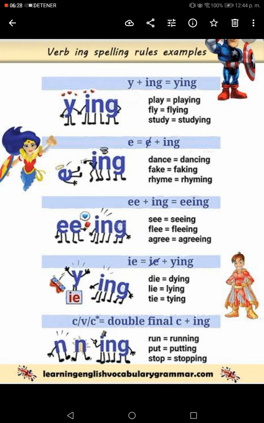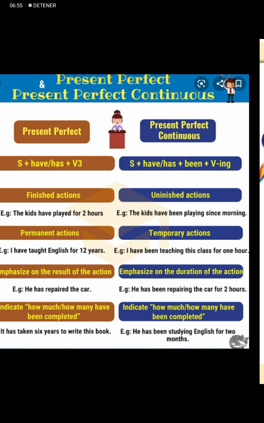And when the verb ends with consonant, vowel, consonant, we need to double the last consonant and then add ing. Run, consonant, vowel, consonant, running with double N. Put, P-U-T, consonant, vowel, consonant, we need to double the last consonant. Putting with double T. Stop, consonant, vowel, consonant, stopping, so on.